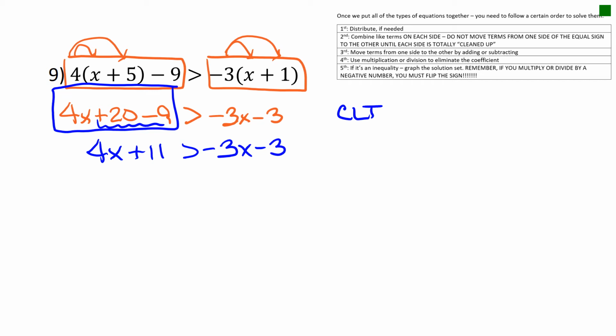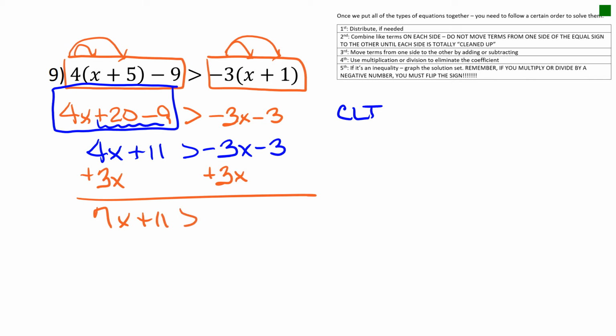Now I'm ready to move stuff. So I'm going to move the negative 3x. The reason I want to do that, remember, is if I have variables on both sides, I like to move the variable to the left-hand side. So I'm going to add 3x. So I have 7x plus 11 is greater than negative 3. When I subtract 11, I get 7x is greater than negative 14.